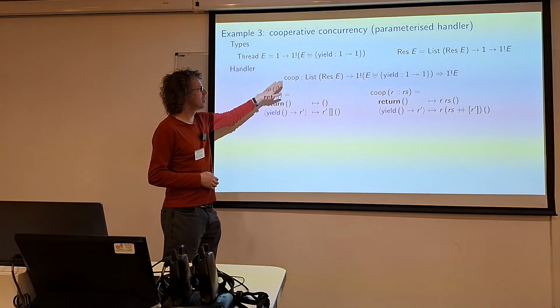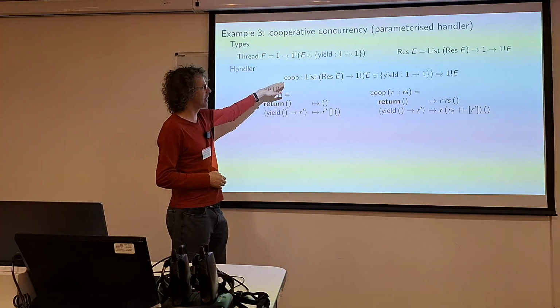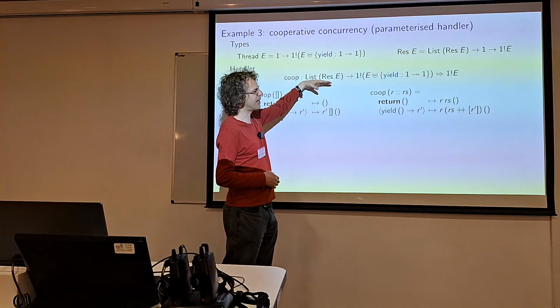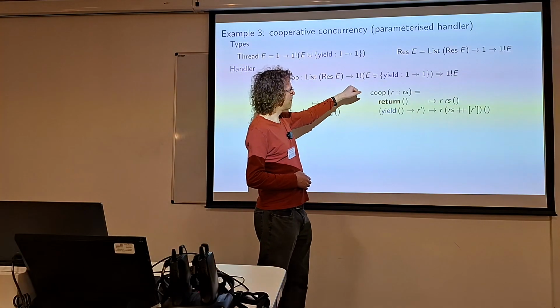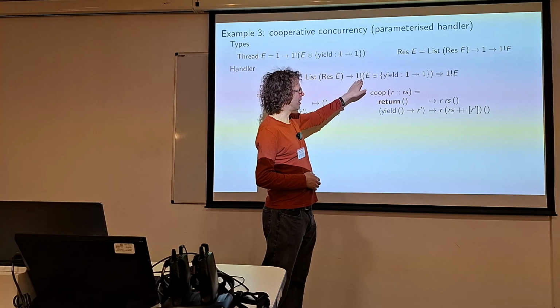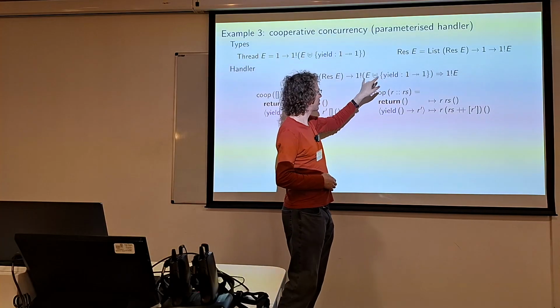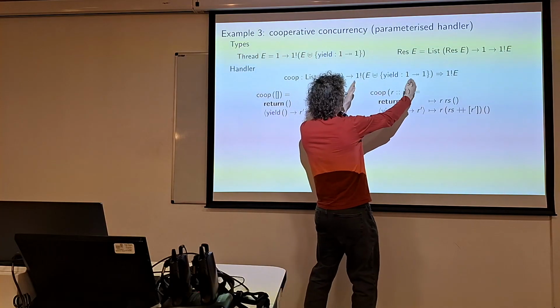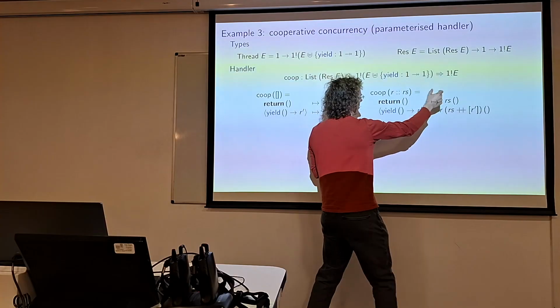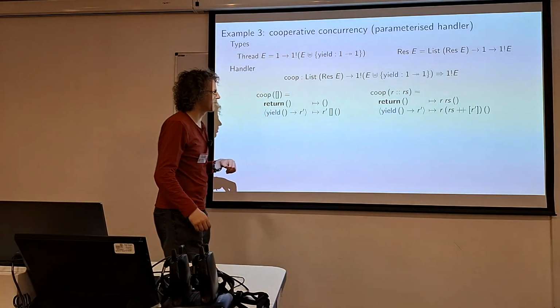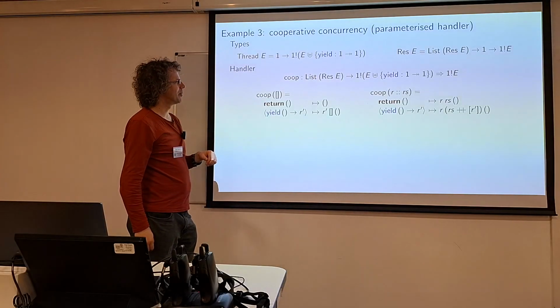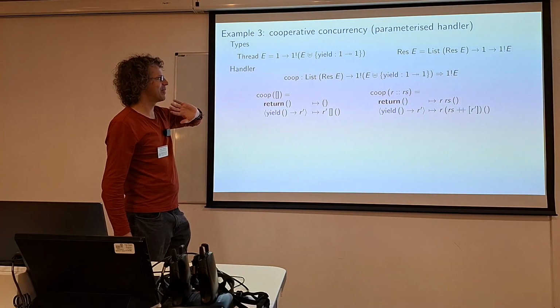So the parameterized handler we're going to define is going to take a collection of resumptions and return a unit. No, sorry, and then handle a computation of unit type that may perform yields and consume all these yields, so they all get handled somehow. And actually, yeah, this code I'm reasonably happy with.